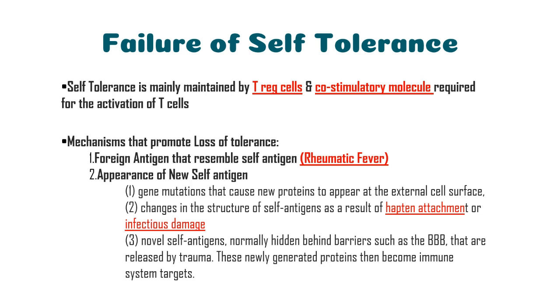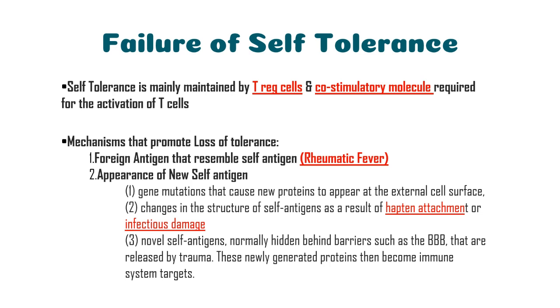an antibody will be produced against the bacterial infection that caused this rheumatic fever, but this antibody will also bind to some of our self-antigens and cause destruction, because it somehow has a similar structure, so these antibodies can bind to these antigens. And also by the appearance of new self-antigens that our immune system is not aware of. For example, due to a gene mutation that leads to the production of new proteins.